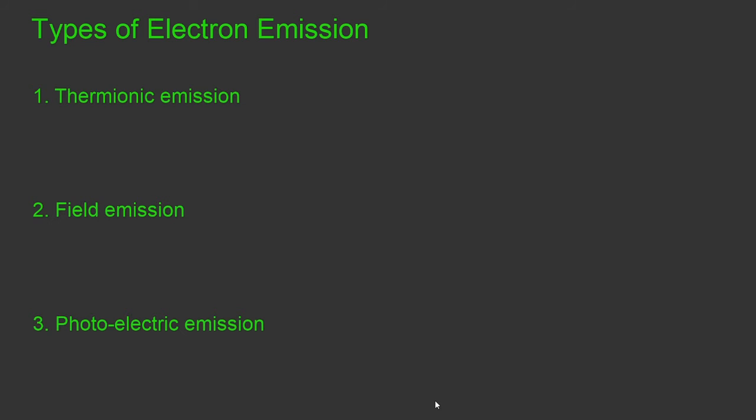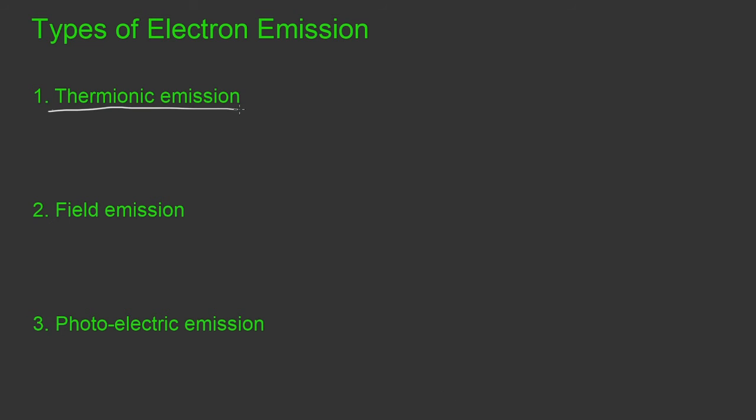Now we are going to study types of electron emission based on the ways by which required energy can be supplied to free electrons. So there are three main ways by which required energy can be supplied to free electrons so that they can escape from the metal surface. They are thermionic emission, field emission, and photoelectric emission.